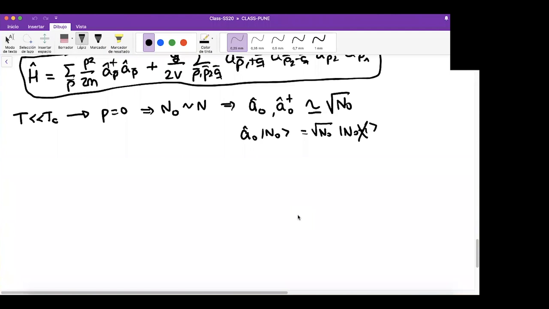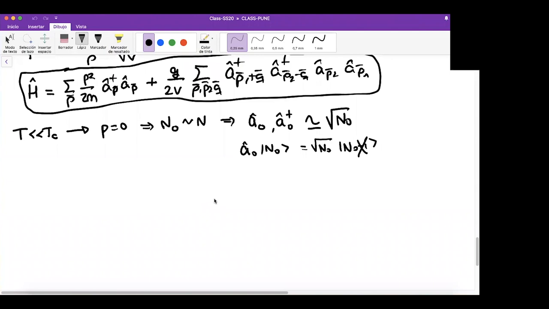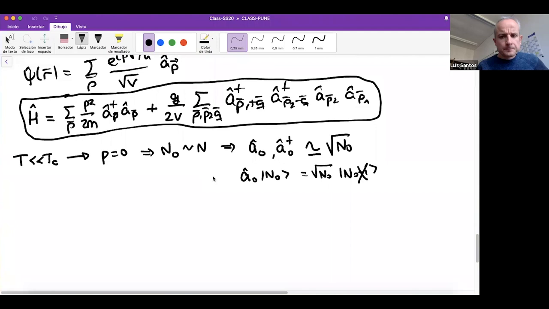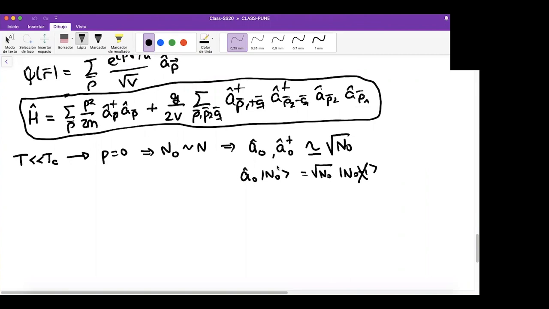One small question. Regarding the last assumption, that A0 and A0 dagger can be assumed as square root of n0, why don't we make this assumption for p equal to 1 or p equal to 2 states also, and when is this assumption valid? So in the last statement, when you wrote A0 and A0 dagger are approximated as complex numbers, why can't we assume A1 and A1 dagger as a complex number also? But the condensation is just in one state.